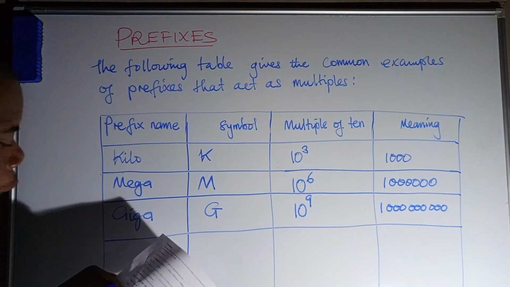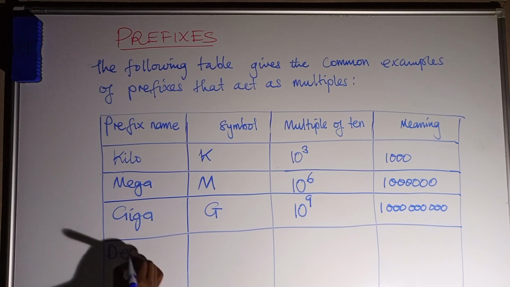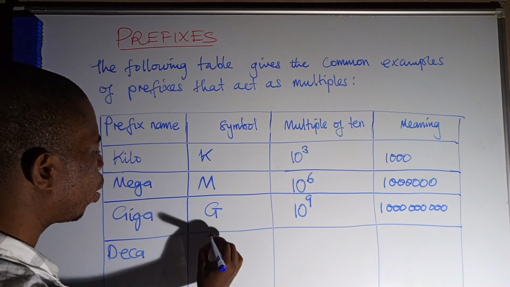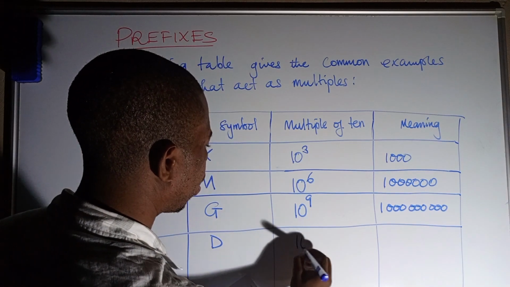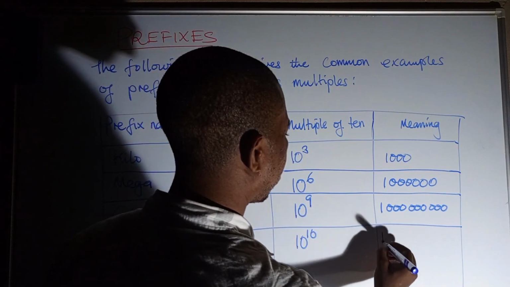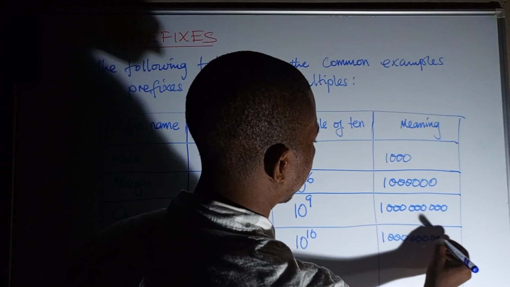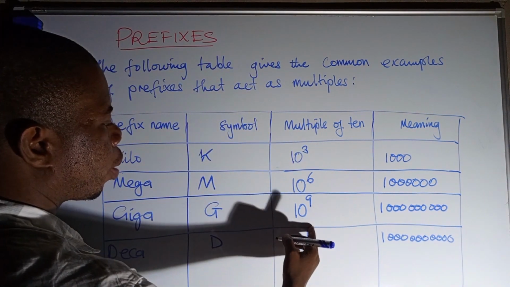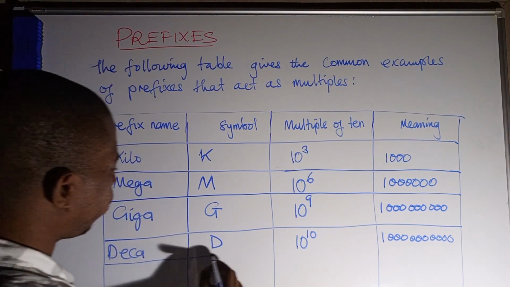Then another one is deca, which is represented by capital D and stands for 10 to the power 10. 10 to the power 10 means 1 and 10 zeros. So this is a prefix that you must also know. Now these prefixes must be mastered.